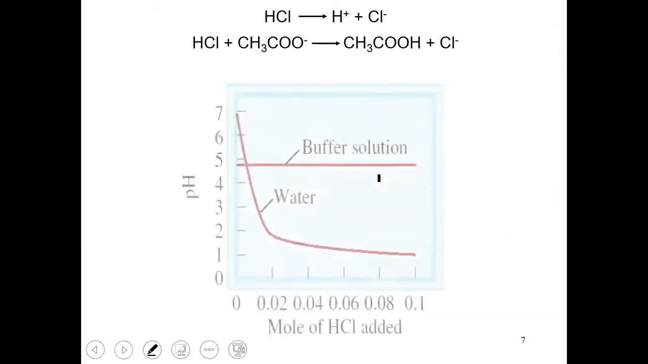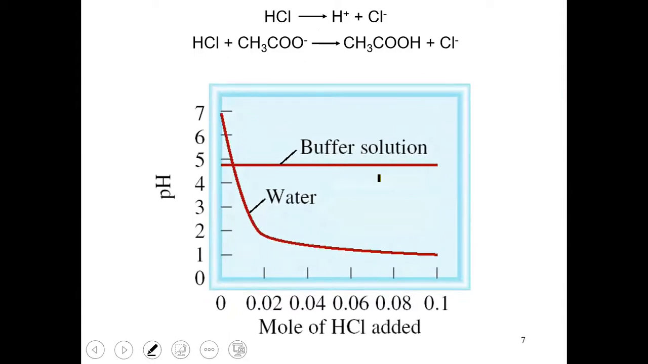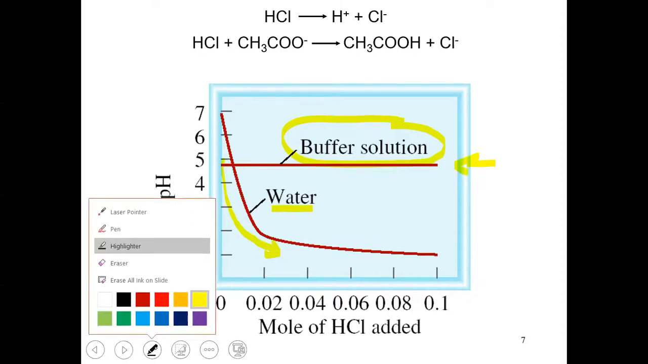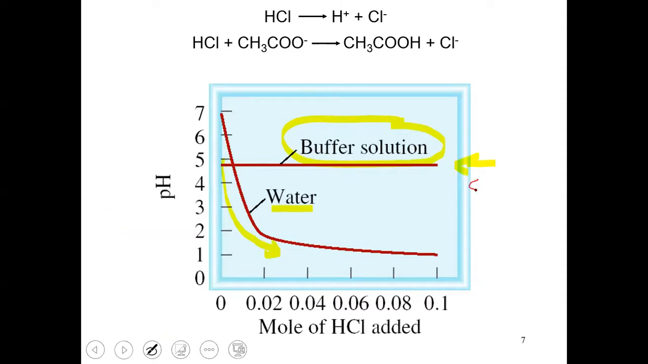You can watch this on a graph. If you take, for example, HCl and you add it to this acetic acid and acetate mixture, you can see that if you simply add the acid to water, the pH drops very quickly, very dramatically. However, when you have a buffer solution, you can add quite a few moles of HCl and the pH remains stable, as you can see there, right? You can see the stability here. All right. So that's what a buffer does.